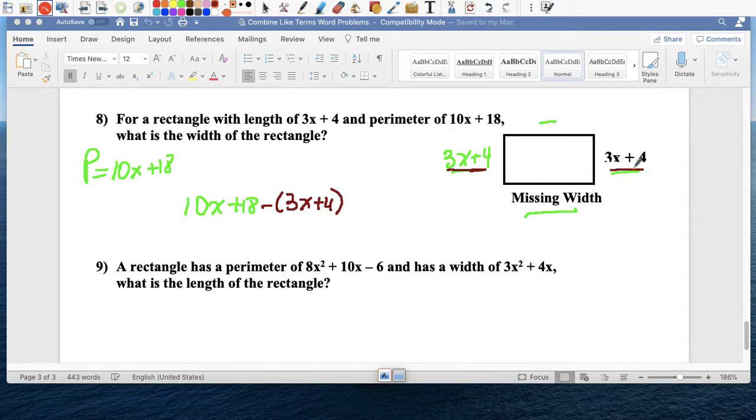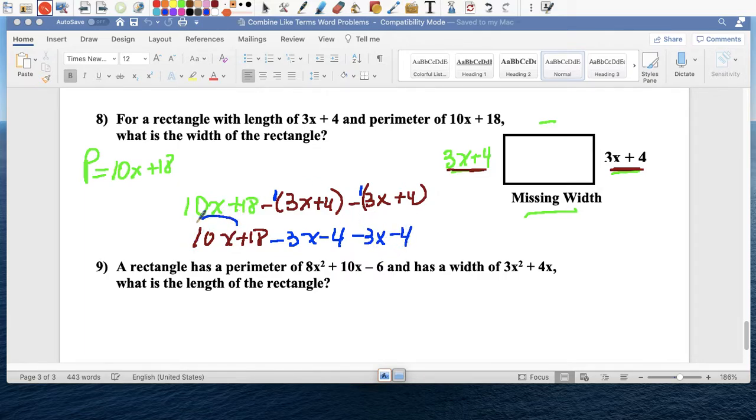And then let's take away this guy first. So 10x plus 18, and again, put that little 1 there. And you know that's going to change everything inside the parentheses to its opposite. So it's going to be minus 3x, minus 4, minus 3x, minus 4.